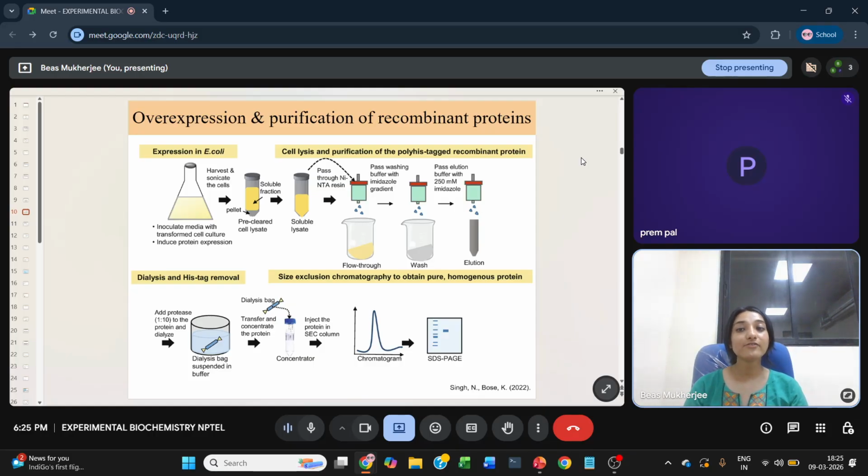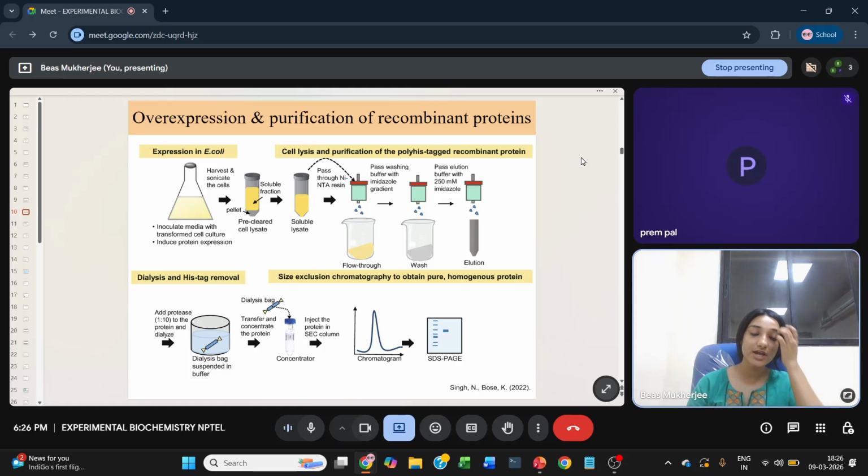Okay, so right now we are talking about harvesting the E. coli cells. So we have taken this huge flask containing LB in which we have introduced the bacteria, and the bacteria is growing at 37 degrees centigrade for, let's say, around 2 to 3 hours.